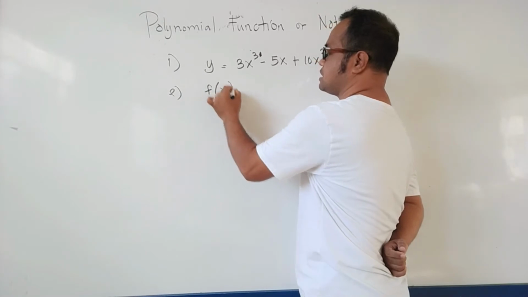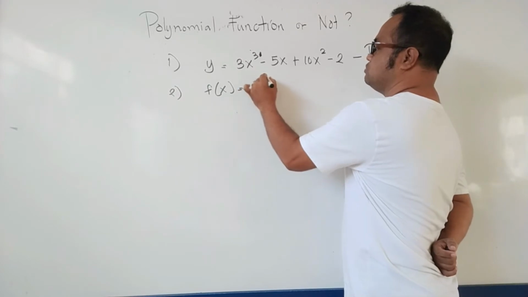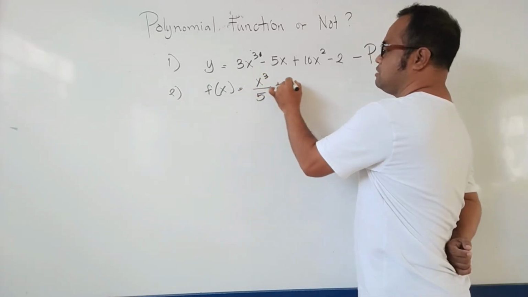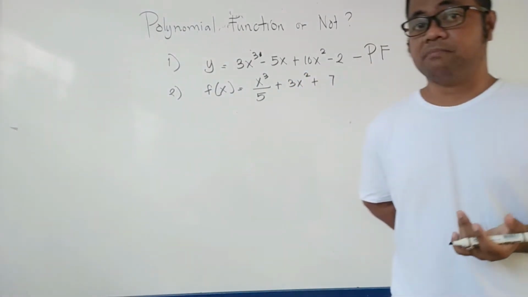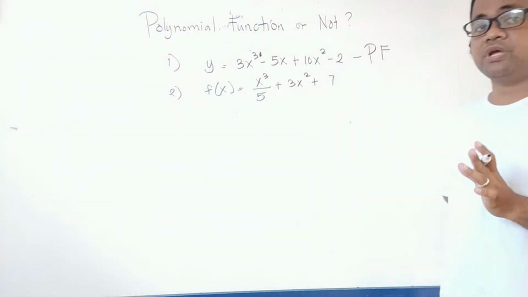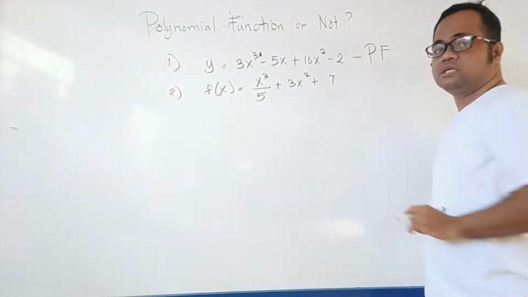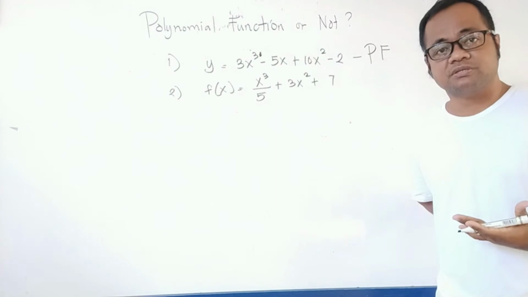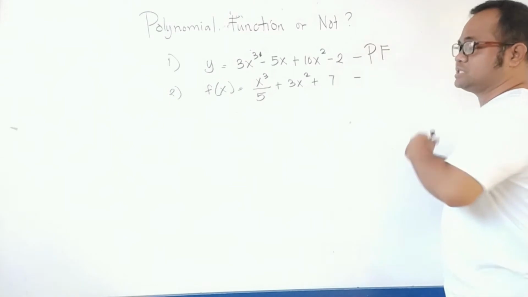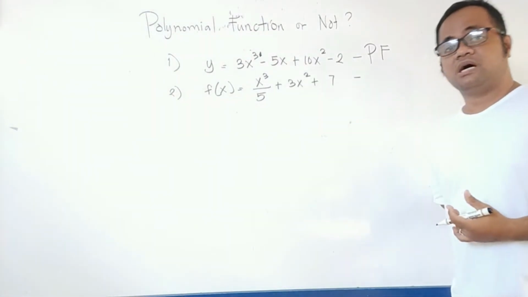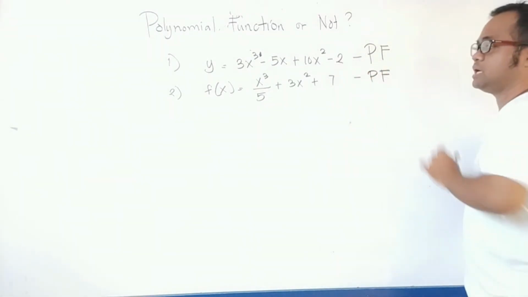F of x is equal to x cubed over 5 plus 3x squared plus 7. Is this a polynomial function? Look at the exponent of the variable. 3, 2, and 0. They are all positive whole numbers. They are all positive integers. Okay? Or it does not contain a negative integer. So therefore, this is also a polynomial function.